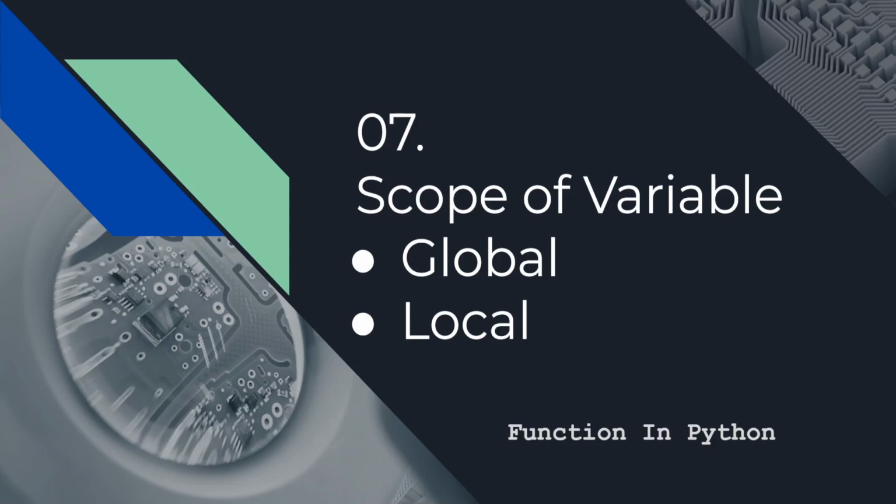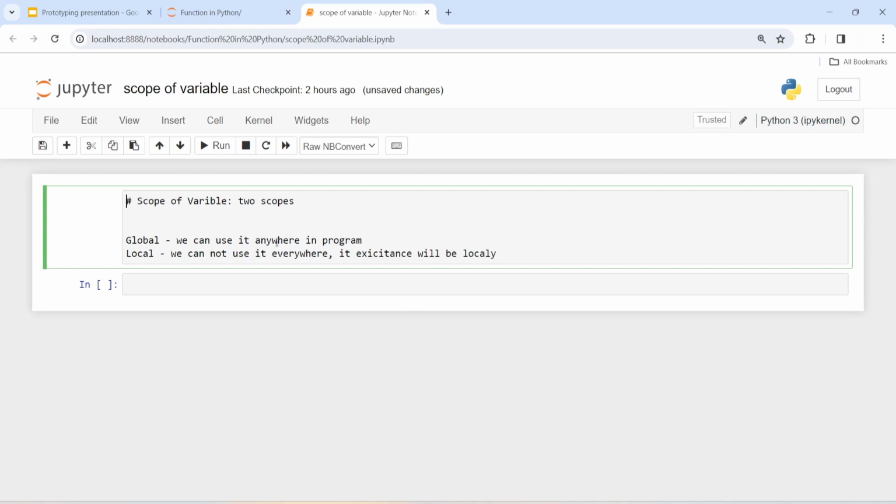In this video, we will see scope of variable in Python. So there are two scopes of variable in Python. One is global variable and second one is local variable. So what are these? Let's understand it in detail.